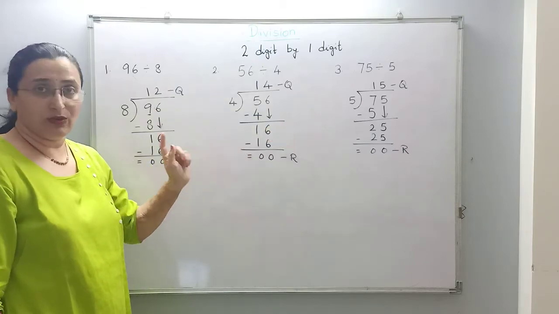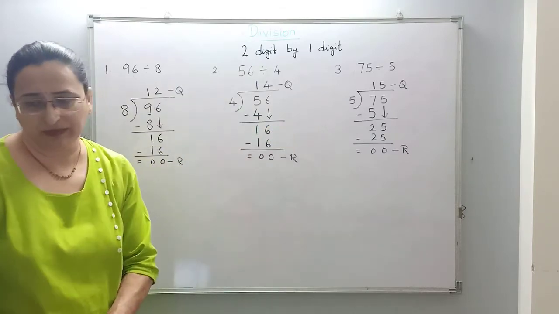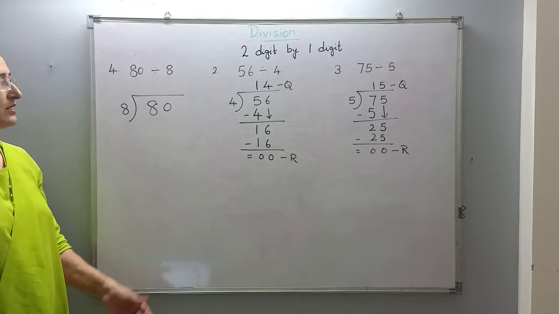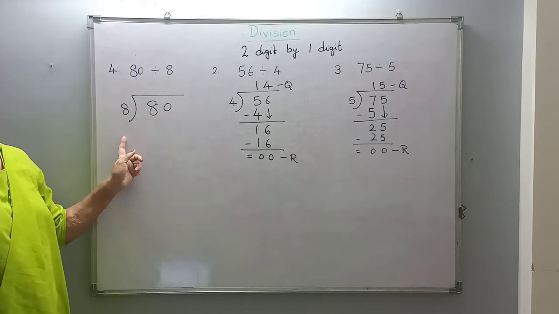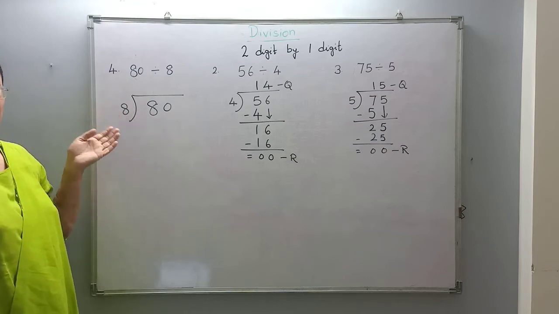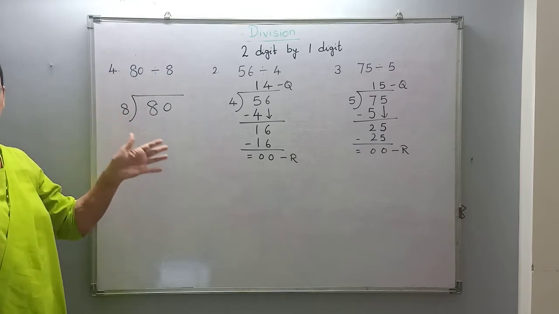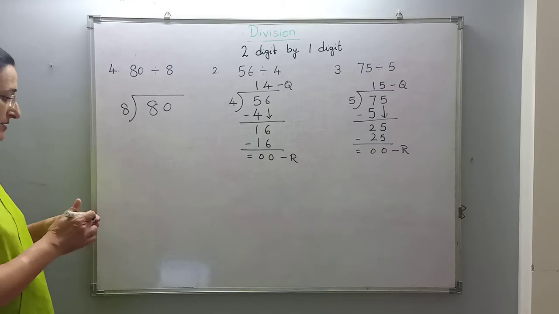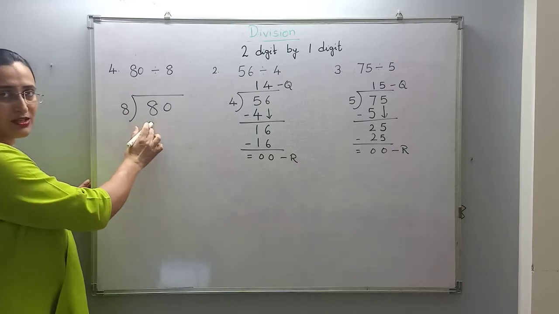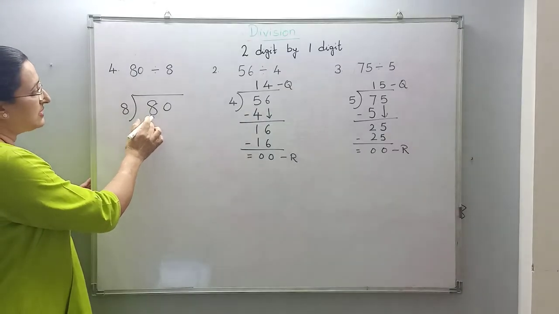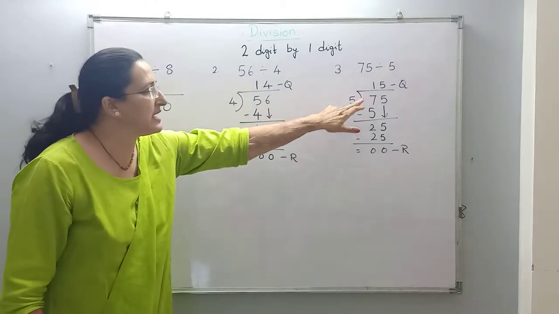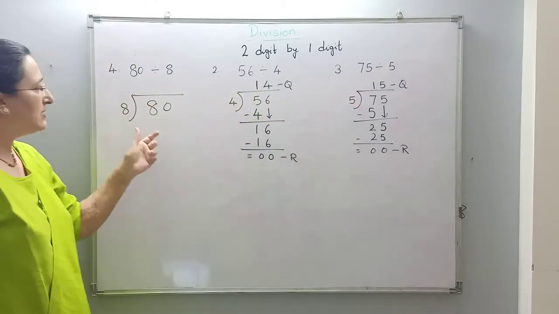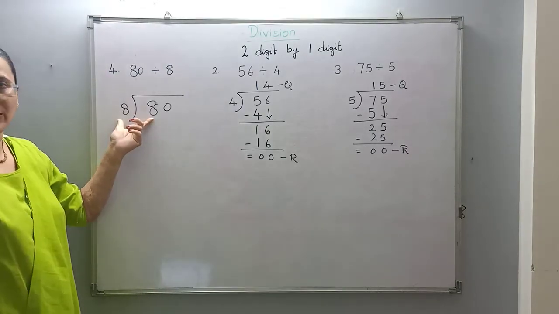We are going to see one more different example now. Now see the example. 80 divided by 8. We know 80 is in the table of 8. 8 10s are 80, everyone knows. But you see the first digit which is equal to the divisor. Here you can see the first digits are greater than the divisor. Here the first digit is equal to the divisor.